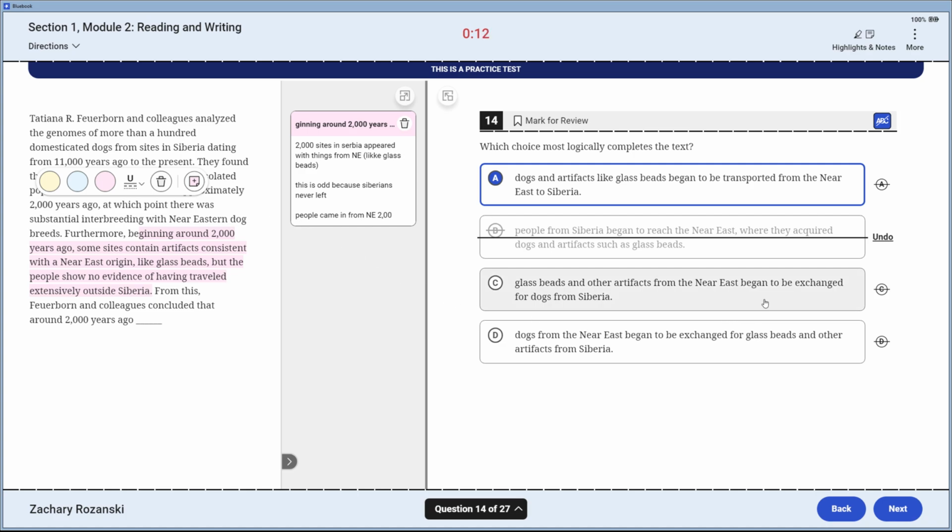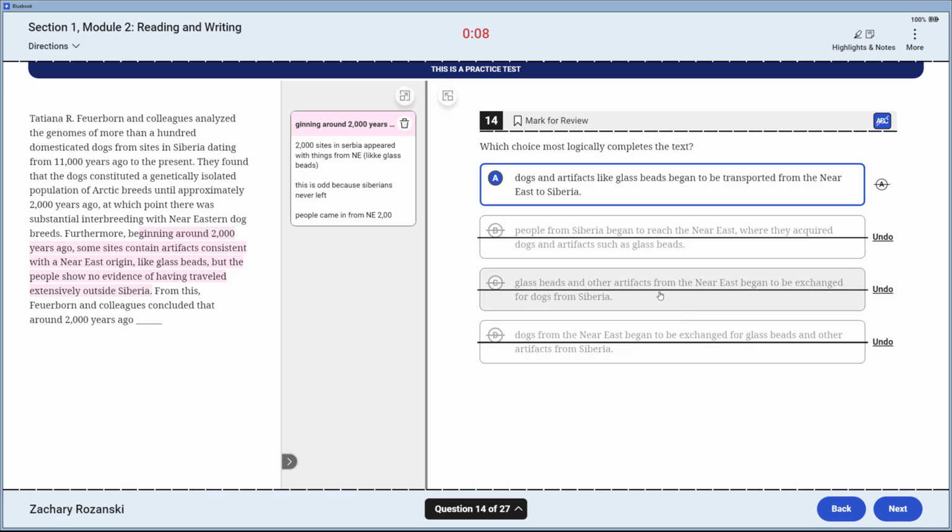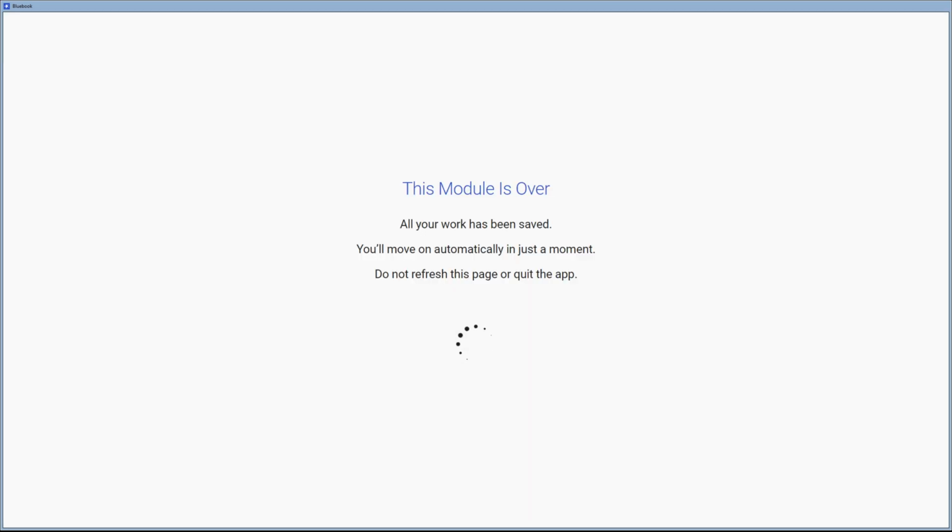Yes. So C and D are both screwing up the concept by saying that there was a swap that happened, but both artifacts appeared in Siberia 2,000 years ago. A is the right answer. Absolutely. Pick it and move on.